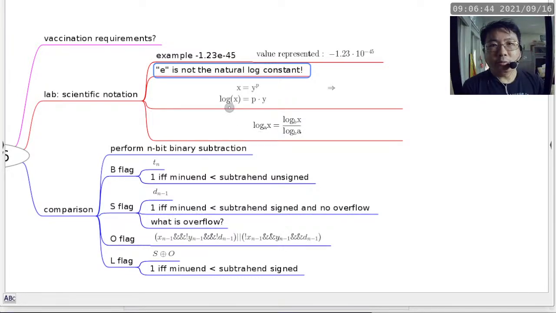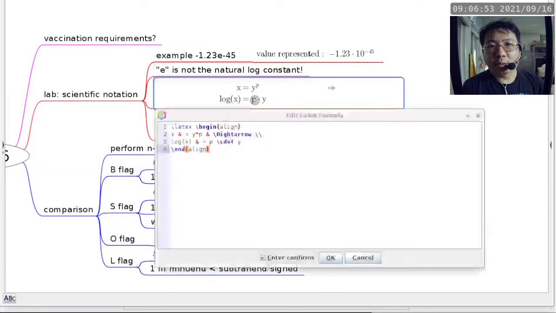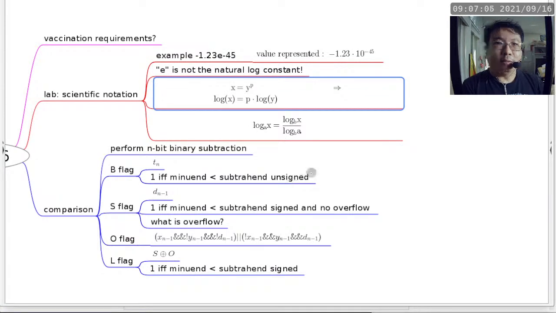Generally speaking, this log here is... Oh, you're right. Okay, let me think. Let me be extra clear. I made a mistake here, because p times the log of y is what we need. There we go. That makes sense, right?